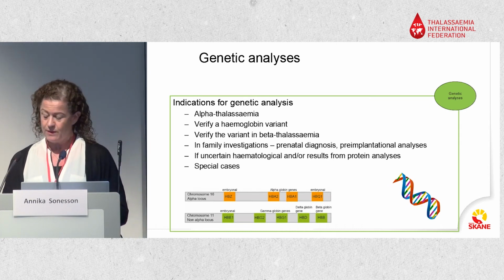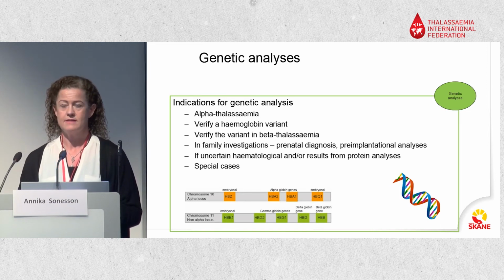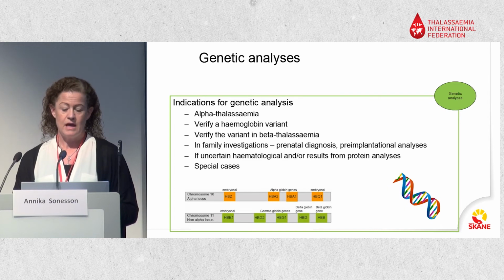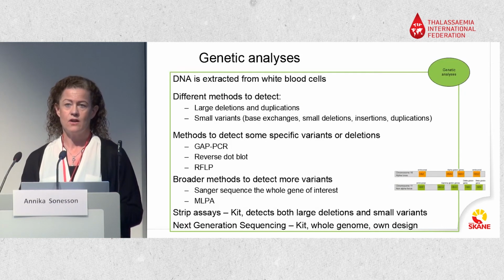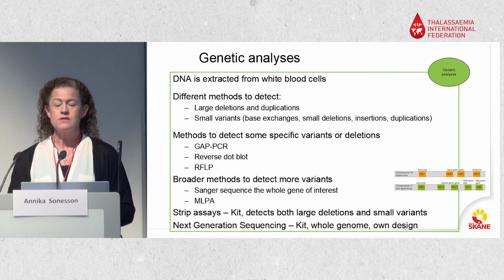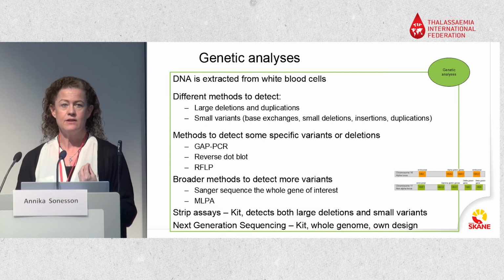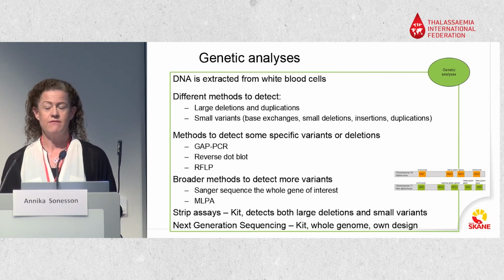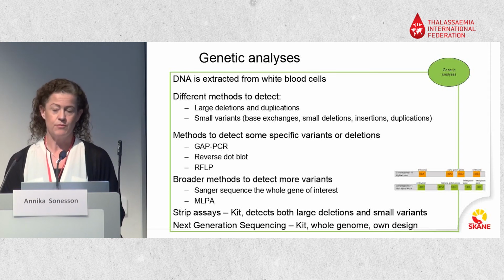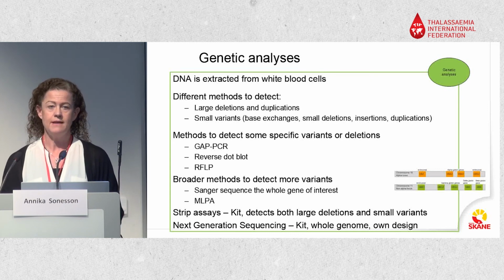When it comes to the genetic analysis in alpha thalassemia, it's more often a deletion that is the cause. And in beta thalassemia, it's more often a small base exchange or a small deletion. It's actually necessary to use different methods to detect large deletions compared to smaller variants. A lot of methods exist that are designed to detect a certain variant or a certain deletion. If you use that kind of method, you will not detect other deletions or mutations than those they're designed for. Then there are some methods that detect both deletions and variants, but just the ones that they are designed to. There are also broader methods like Sanger sequencing, where you can sequence the whole gene, and MLPA, where you can detect deletions, and that does not have to be specified prior to the analysis.